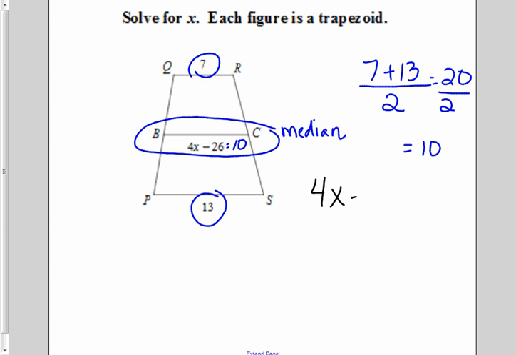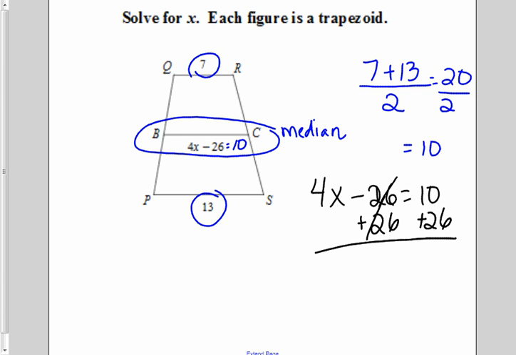So 4x minus 26 is 10. Oops, I'm already giving you part of the answer. We're going to add 26 to both sides, and that's going to give me 36. That's where that 36 came from. Sometimes my brain moves faster than I need it to. All right, so we're going to divide by 4 here, and x equals 9.